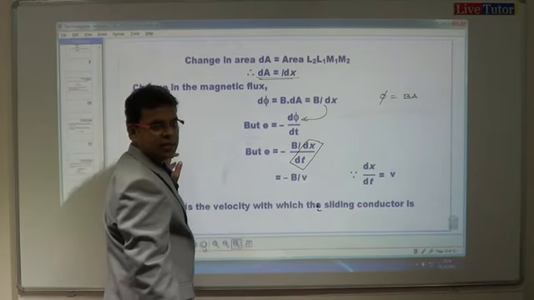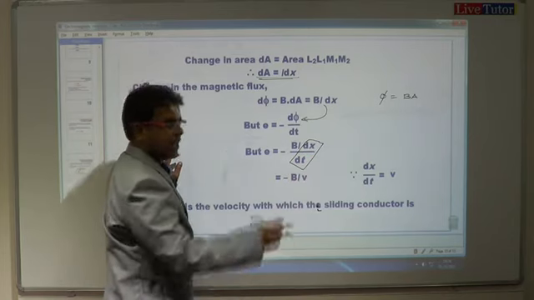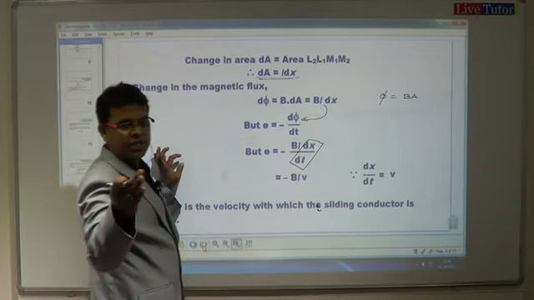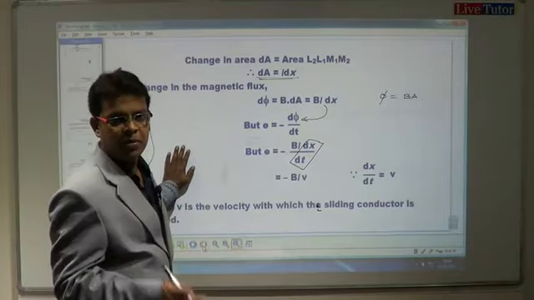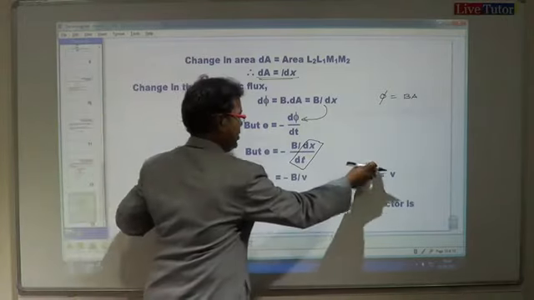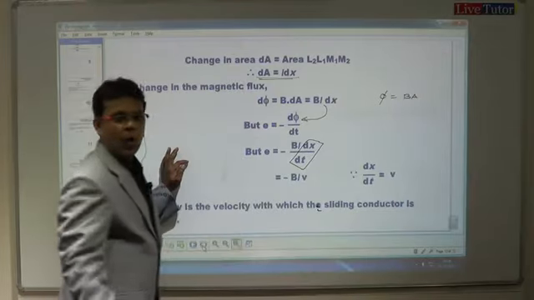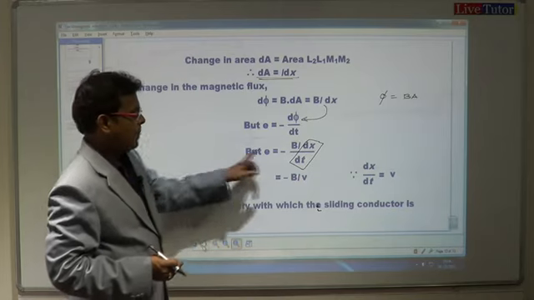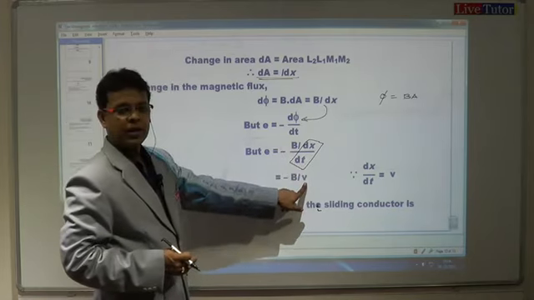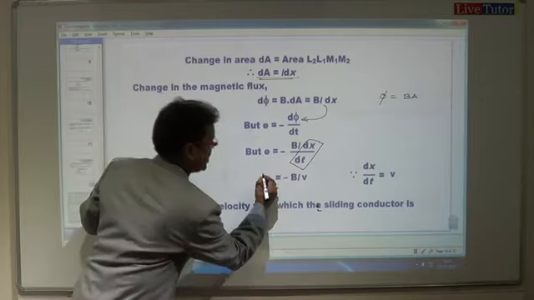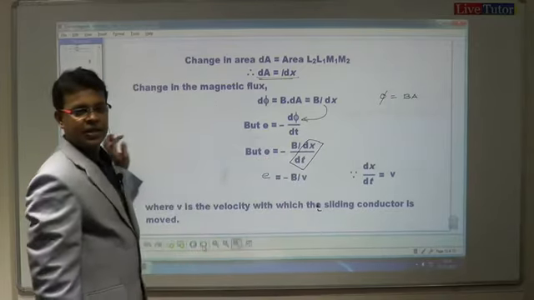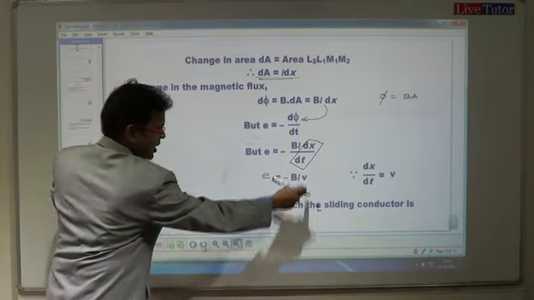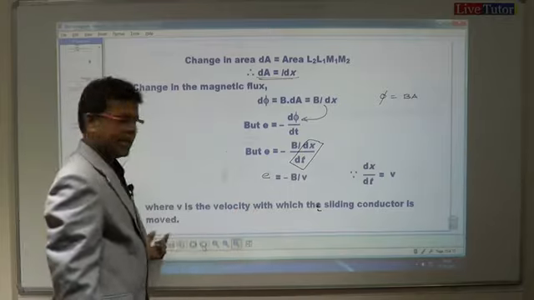dx by dt அப்படினா என்ன, with respect to time how much this distance is changing. அப்போ rate of change of displacement அப்படின்றதுக்கு நமக்கு பிசிக்ஸ்ல ஒரு ஃபார்முலா இருக்கு. what is that velocity, dx by dt is nothing but velocity. how fast you are going to move the slider, அதுதான் velocity ன்னு சொல்றோம். அப்போ இந்த dx by dt க்கு பதிலா v ன்னு போடலாம். அப்போ formula becomes E is equal to minus blv. simple ஆயிடுச்சு, minus blv, where v is the velocity with which the sliding conductor is moved.